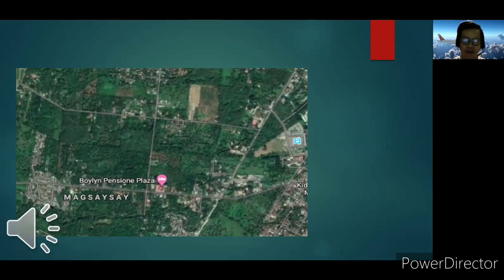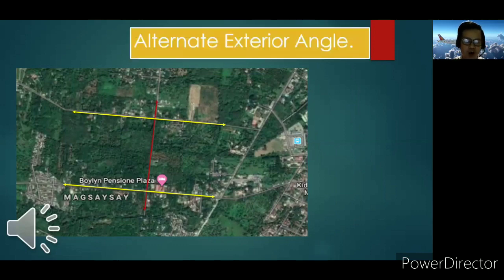Hey kid, look out to your left. We are now passing through Kidapawan City. This is the aerial view of Kidapawan. Now, look at the streets. They look like parallel lines, right? And some of them were cut by one or more lines. We can apply here your previous knowledge on parallel lines cut by a transversal line to locate and measure alternate exterior angles.